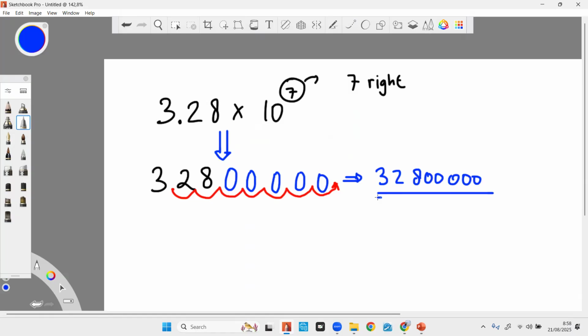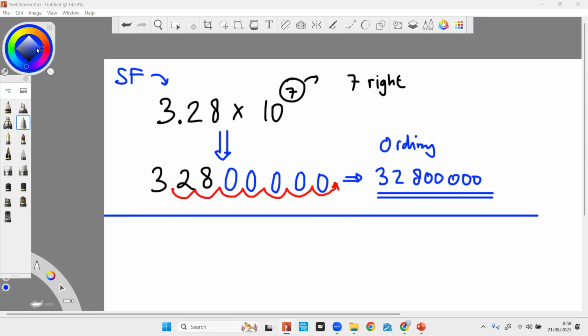So this will be the ordinary number from standard form. Standard form to ordinary. Understand, guys? Simple, right? Now, next.